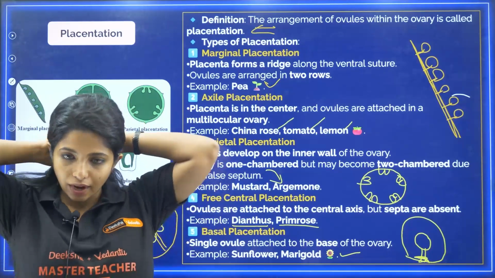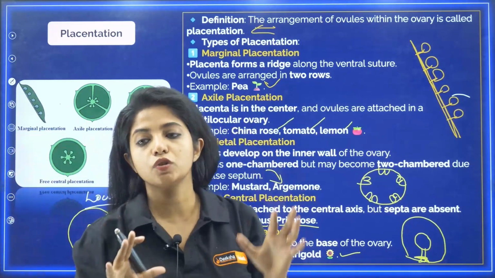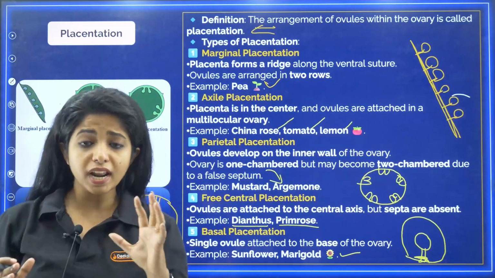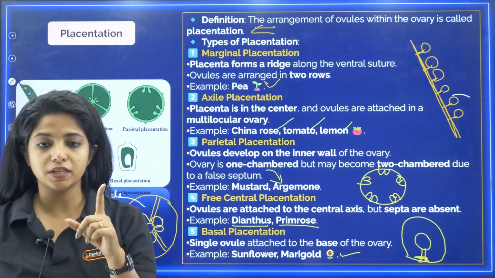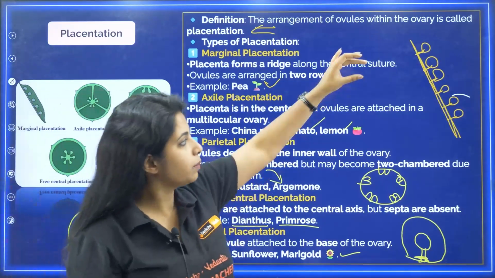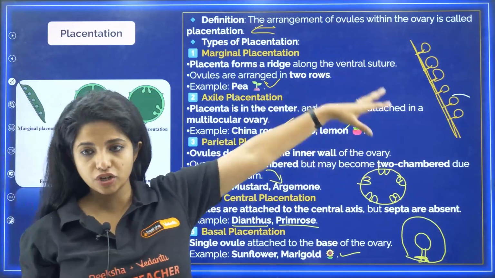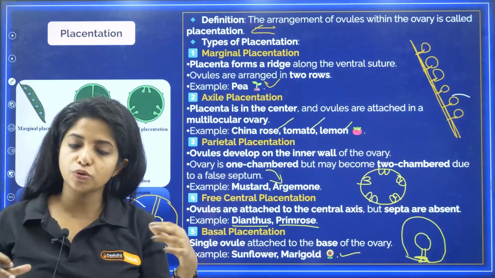So we'll just have a quick wrap up. How many types? What do you mean by placentation? Placentation is the arrangement of ovules within the ovary. This is known as placentation. Now, different types of placentation. One is marginal placentation that you see in pea, my dear children, where the placenta forms along a ridge around the ventral axis, and the ovules are placed in 2 rows. You can find it in pea.